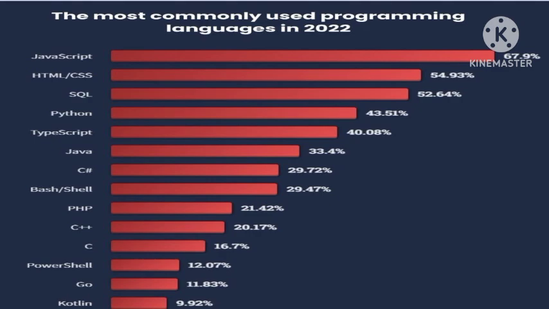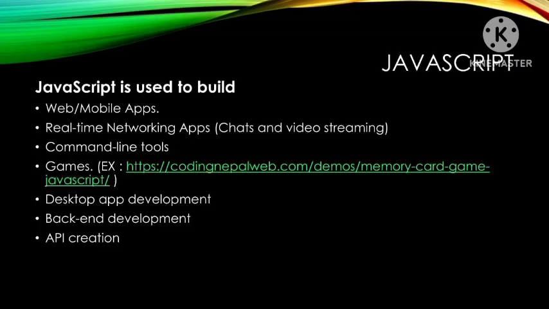So let's see where and how it is being used. In web and mobile apps, it is used in real-time networking apps, for example, chats and video streaming, and command line tools. Games also use it. It is used in desktop app development, not only mobile apps. Web apps can be used natively as desktop apps. Backend development and API creation also use it.